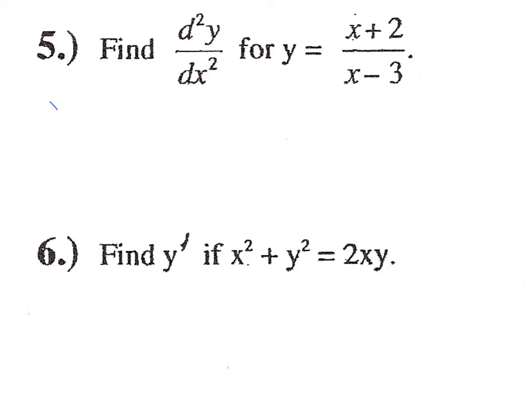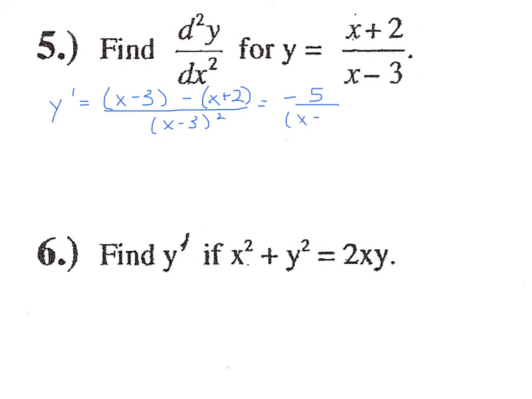So we're going to do the derivative of the top, which is just 1, times the bottom, x minus 3, minus the derivative of the bottom, which again is just 1, times the top, all over the bottom squared. So that will simplify into, the x's will cancel out, and that will just be negative 5 over x minus 3 squared.